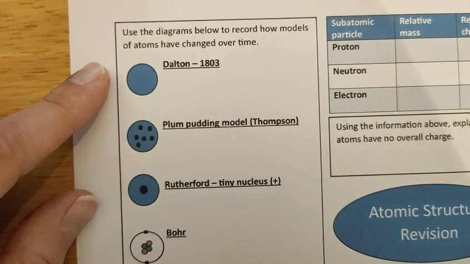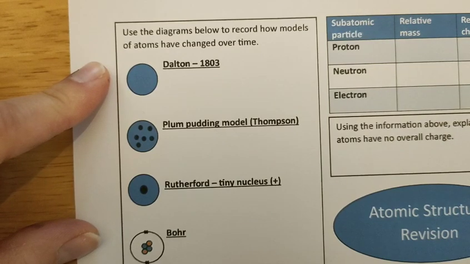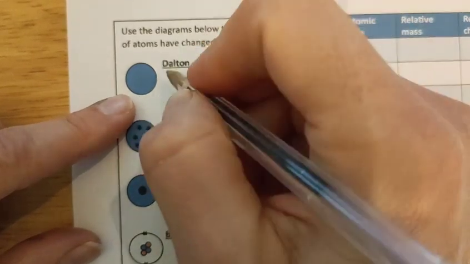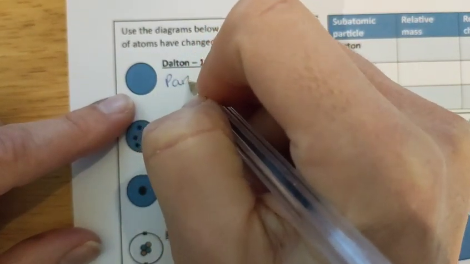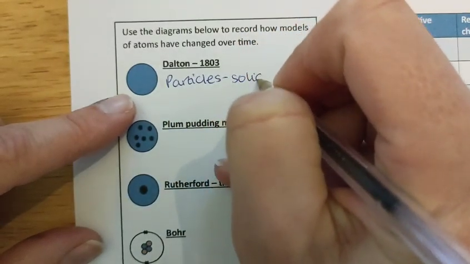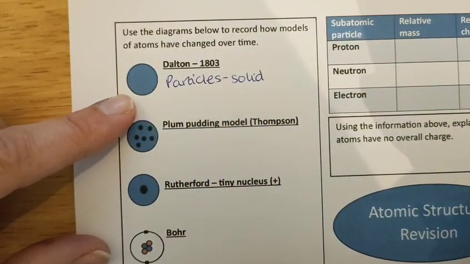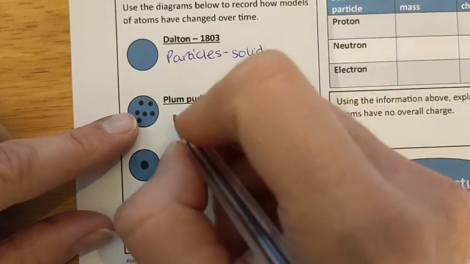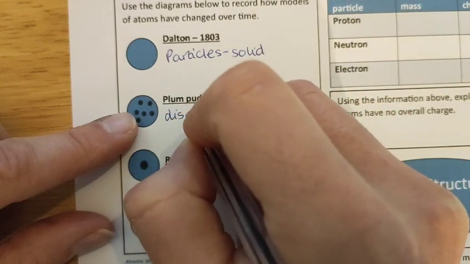It says use the diagrams below to record how models of atoms have changed over time. So Dalton had an idea about particles. He called them particles or atoms, and they were solid, like circles, like we would have drawn at key stage 3. That was in 1803. Then more recently, Thomson introduced the idea of a plum pudding model because he had discovered electrons.